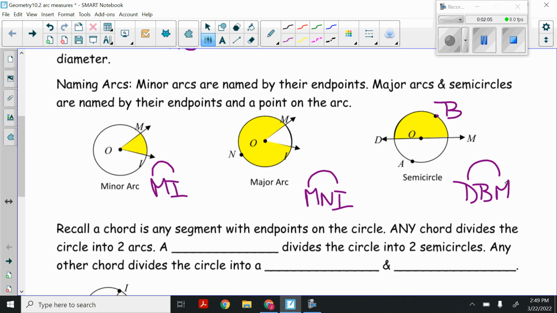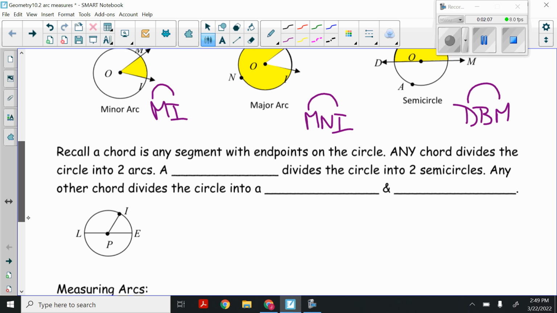All right, so now let's review a chord. Recall that a chord is any segment with endpoints on the circle. Any chord divides the circle into 2 arcs. A diameter divides the circle into 2 semicircles. Any other chord will divide the circle into a major arc and a minor arc.